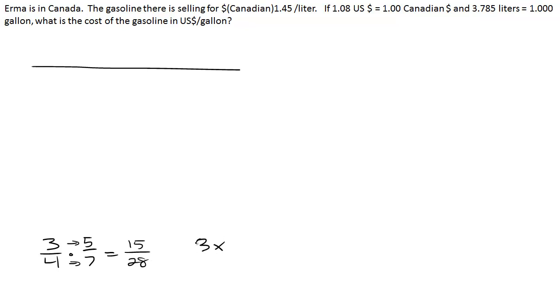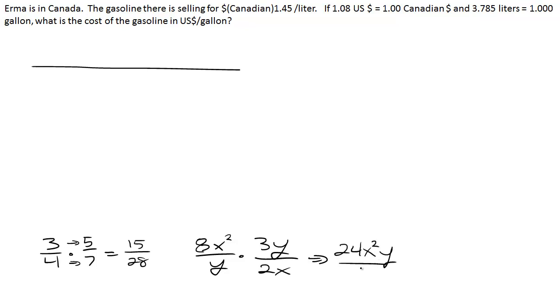Well, what if you have something like 3x, let's make this 8x squared over y, times, how about 3y over 2x. Well, again, you can just multiply straight across and get 24x squared y over 2xy, and then look at this and reduce and go, oh, wait a minute, that's 12x, right? Because the y's cancel and you get 1x and then the 12 and 24.